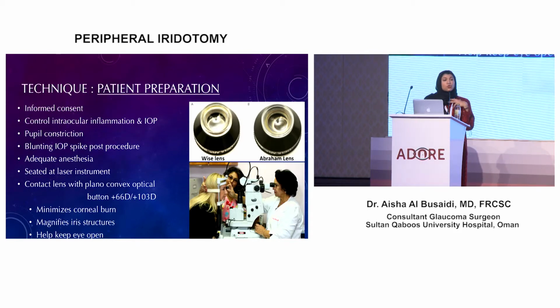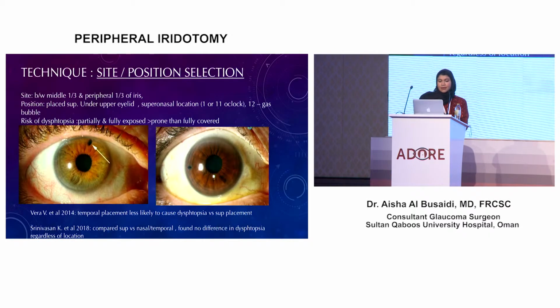They also minimize corneal burns. They act like a heat sink, absorbing the heat energy away from the cornea. Also, it causes more of a convergence of the laser beams towards the iris rather than the cornea. It also helps keep the eye open and fixate the eye. The site that you select is usually between the middle third and the peripheral third of the iris.